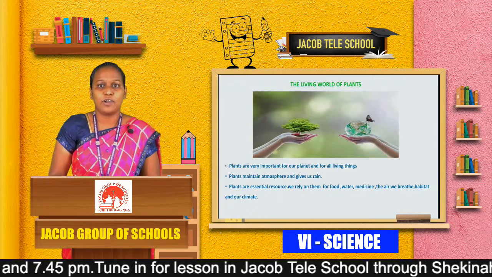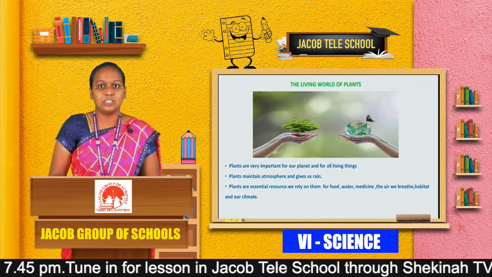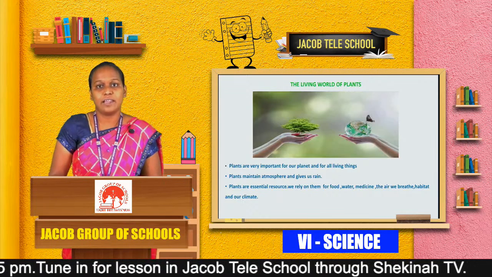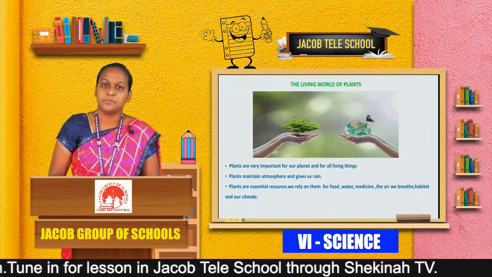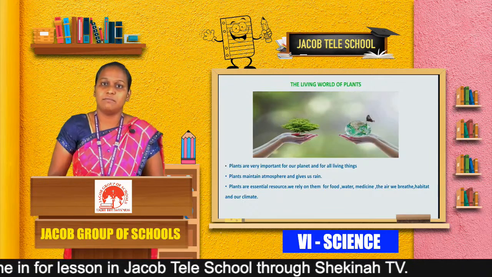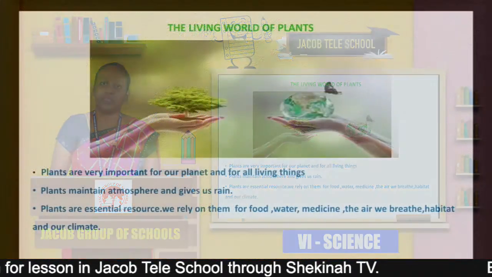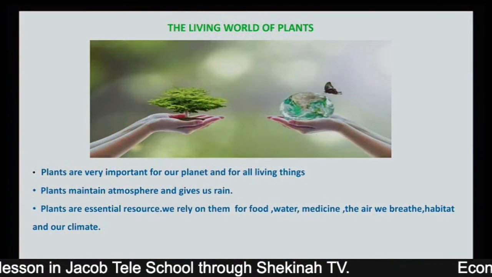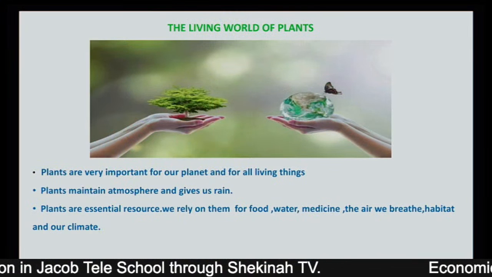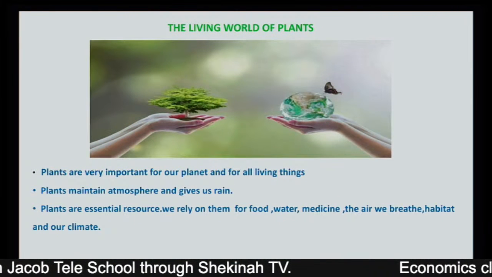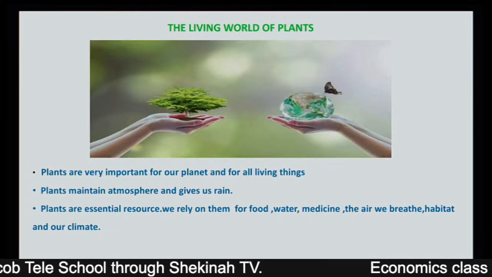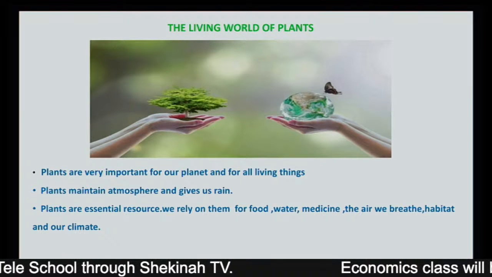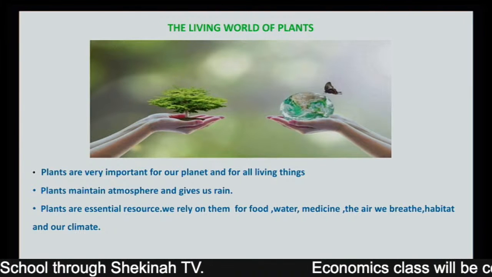And third point, plants are an essential resource. We rely on them for food, water, medicine, the air we breathe, and habitat. What do you mean by habitat? The place where an animal lives is called a habitat, and plants support our climate. This is the introduction about plants. Next we are going to see the importance of plants.